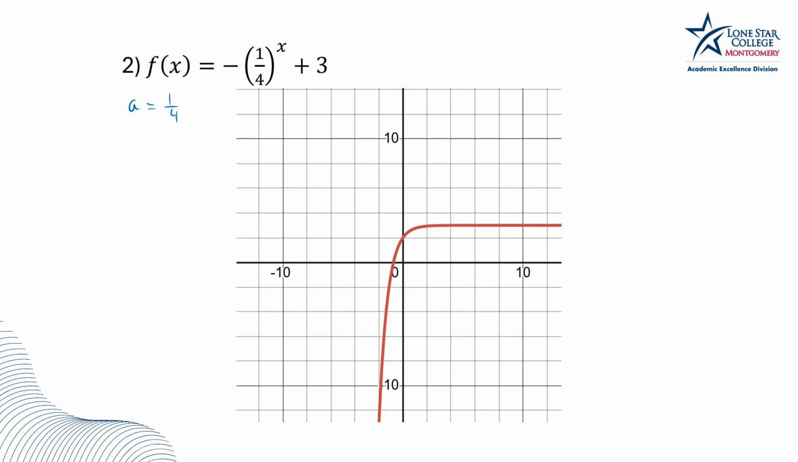So the negative in front would actually be a reflection, and it would be a reflection across the x-axis, to be exact. And then the +3, just like before, is a vertical shift of up 3.